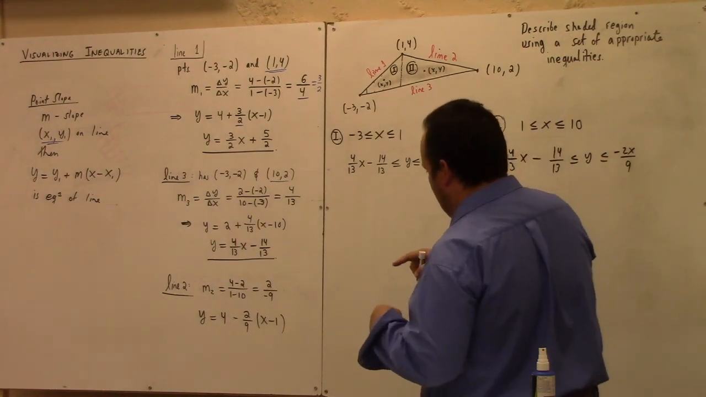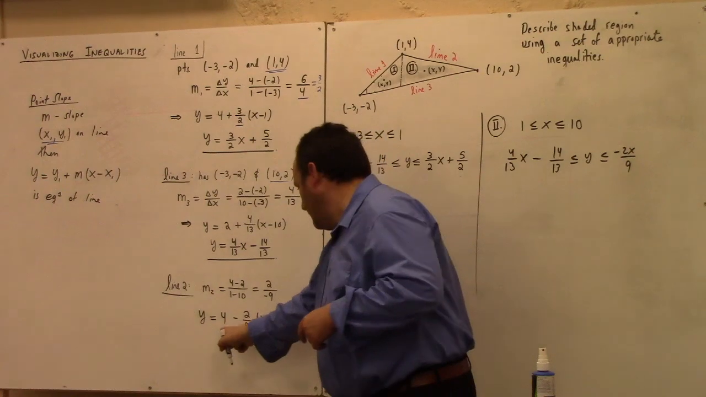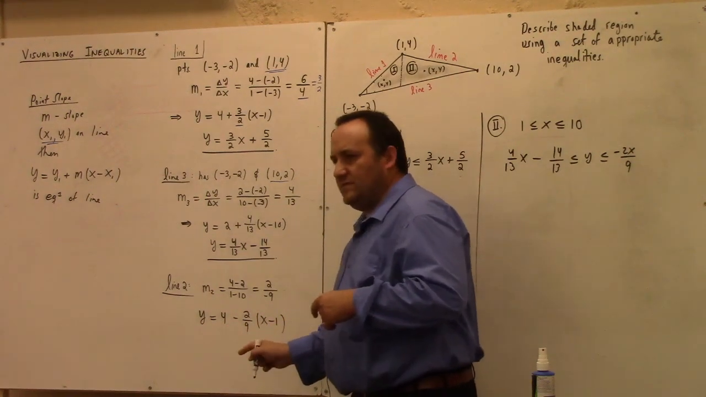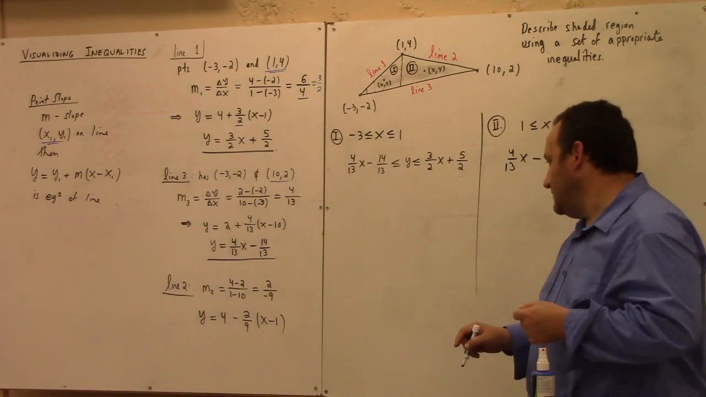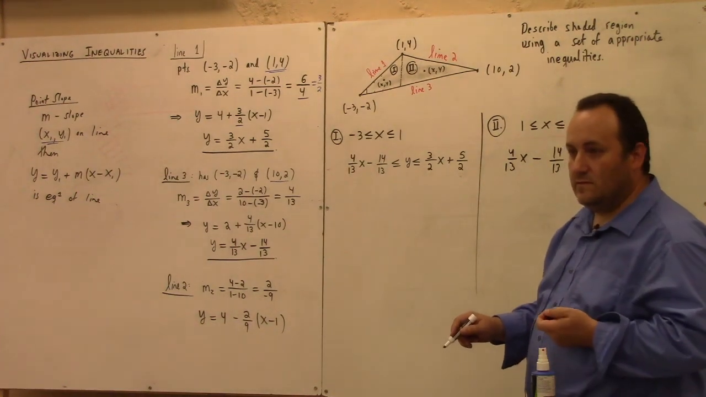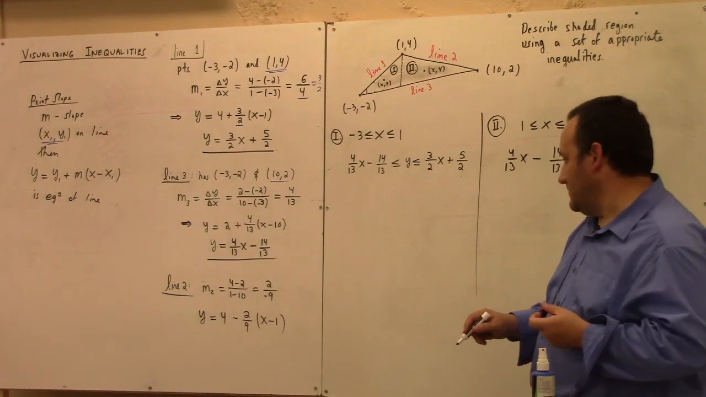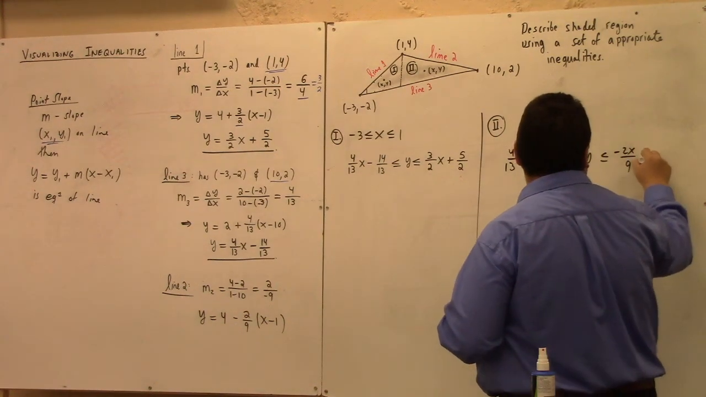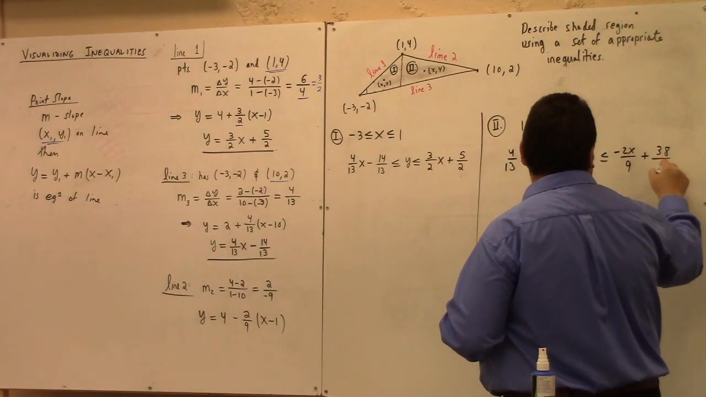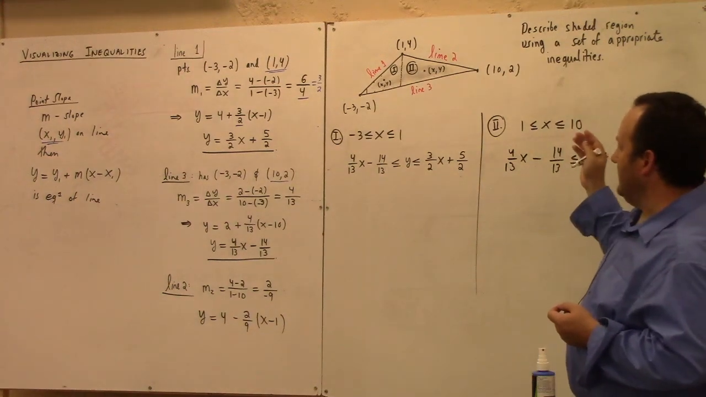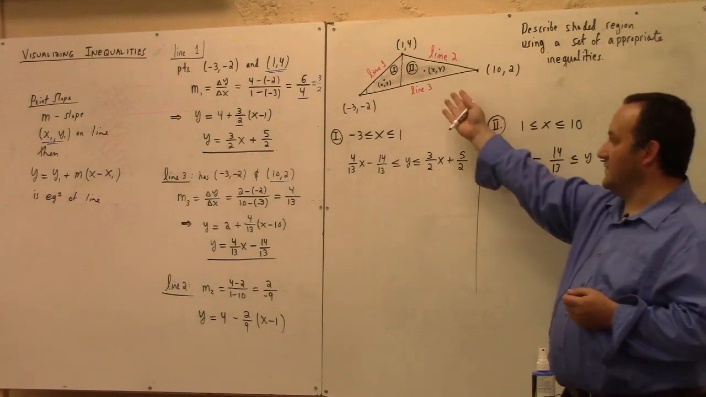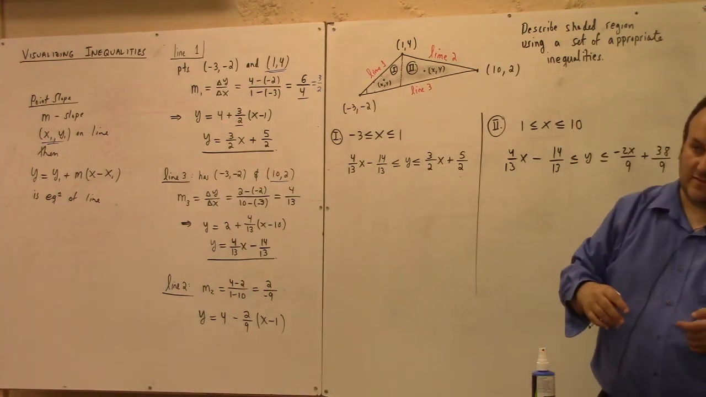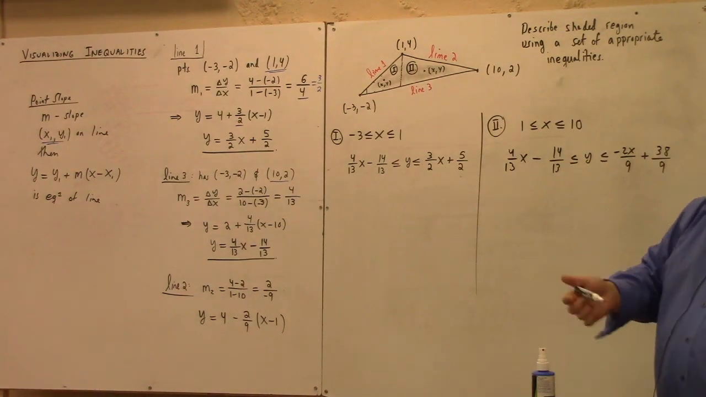Since you guys want me to clean it up, don't you? What's 4 plus 2/9? What's 36/9 plus 2/9? It's 38/9, right? So there you go. This set of inequalities describes that part. This set of inequalities describes case 2. And so that would be my answer.